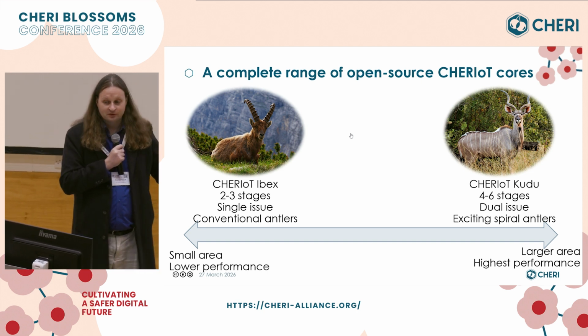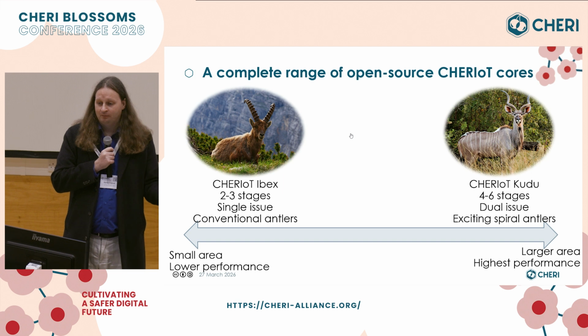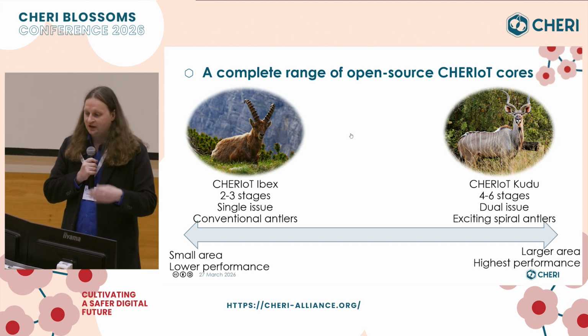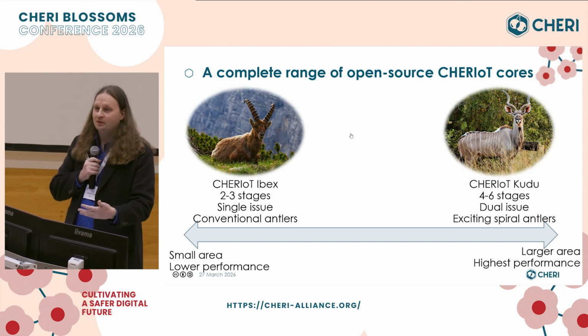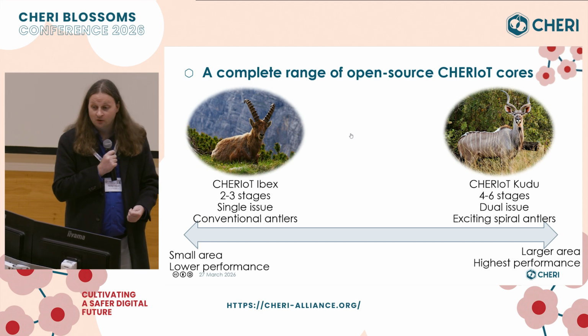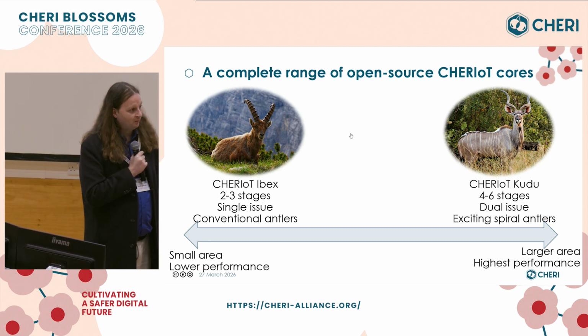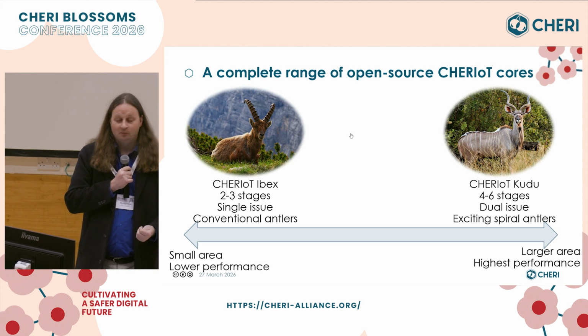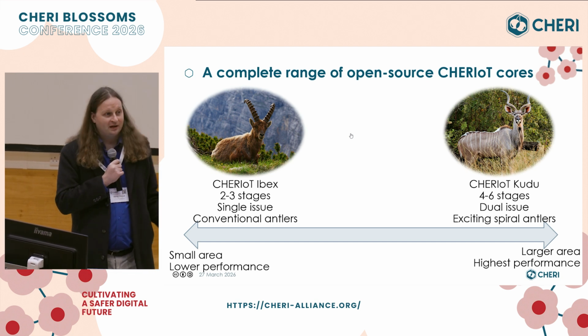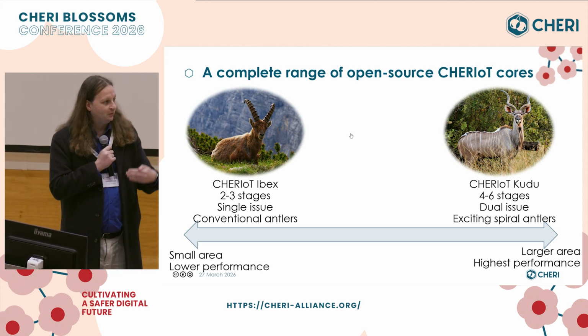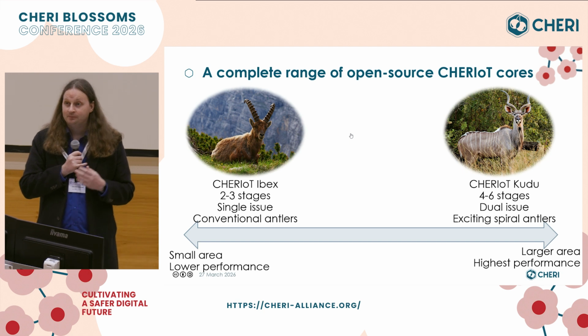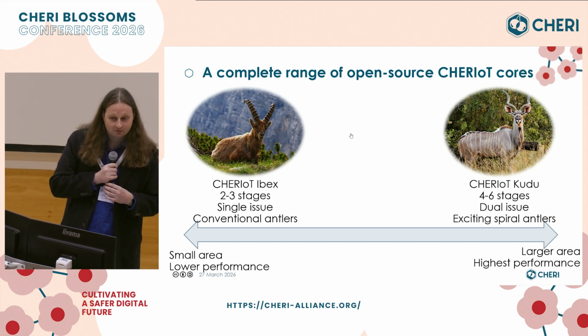So we have this full spectrum from low power, area optimized cores to higher performance, somewhat less area optimized cores. And this is all open source and available for multiple implementations. IBEX is much more mature. Kudu will get there in the next year. I think I've probably used up my 3 minutes.